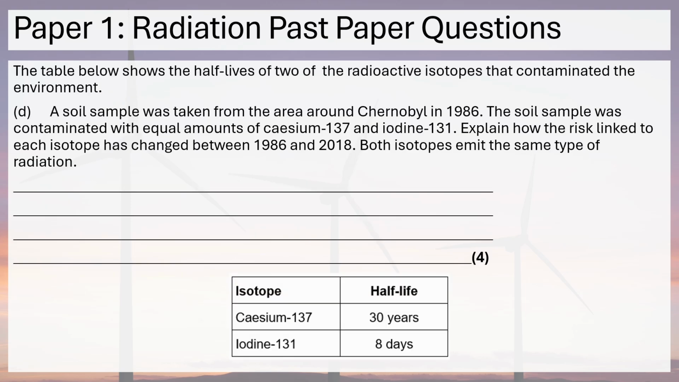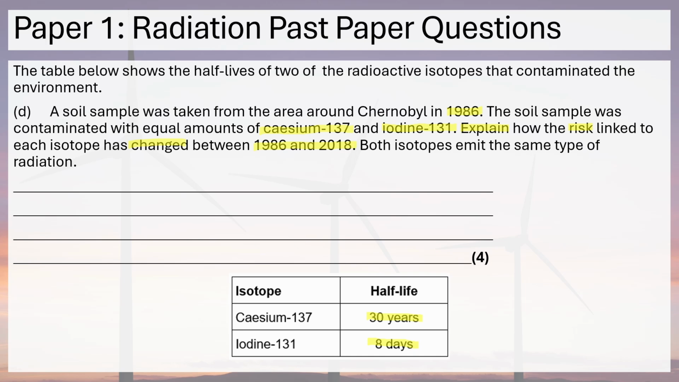Part D. The table below shows the half-life of 2 of the radioactive isotopes that contaminated the environment. So we can see we've got cesium-137, 30 years, iodine-131, 8 days. A big difference, so you can kind of see where the question's going. A soil sample was taken from around Chernobyl in 1986. The soil sample was contaminated with equal amounts of that cesium isotope and the iodine. Explain, there's my command word, how the risk has changed between 1986 and 2018.